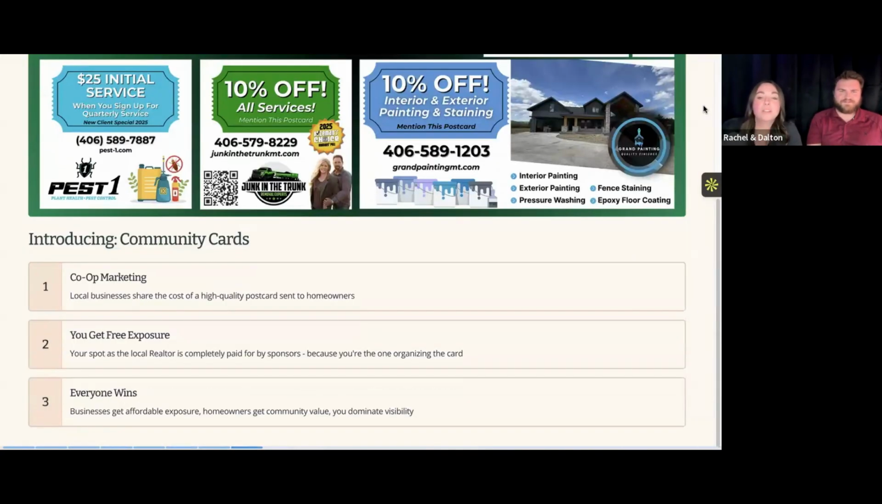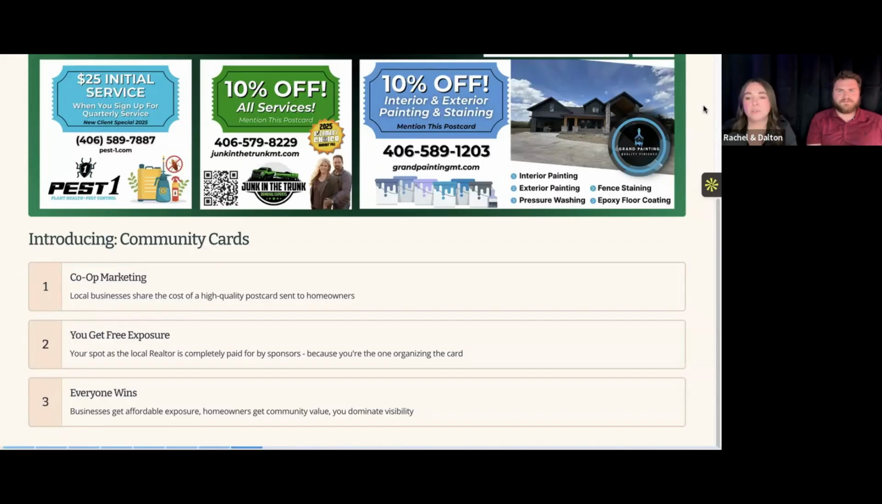So this is what community cards are. It's co-op marketing. Local businesses share the cost of a high quality postcard sent to homeowners. You get free exposure because you're the one organizing the card. When you are in charge of the organization of the card, you get to decide how much to charge people, if you get yours free, which you should. That's what we're teaching you here.